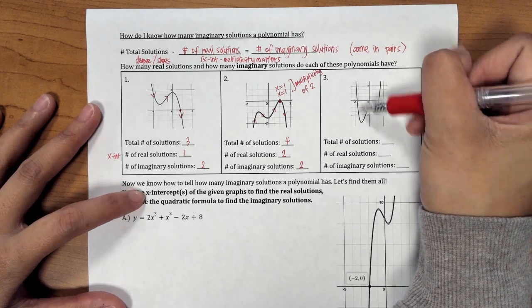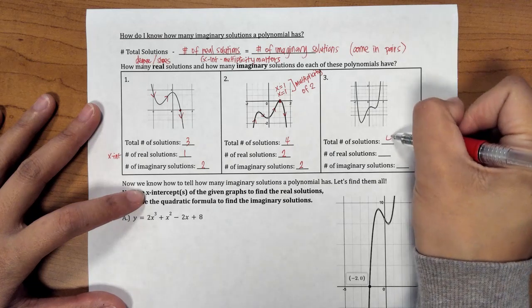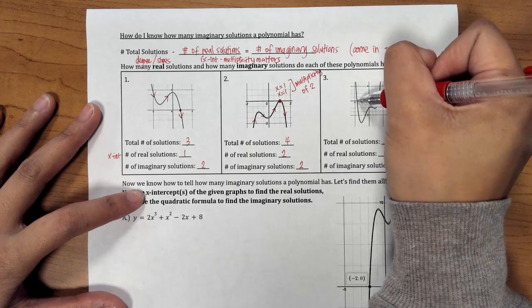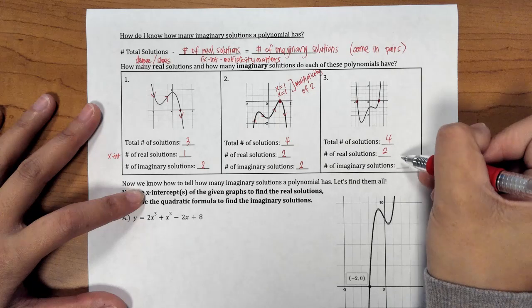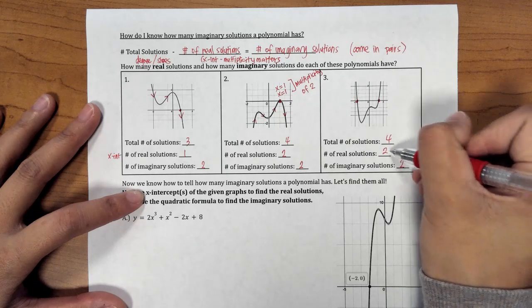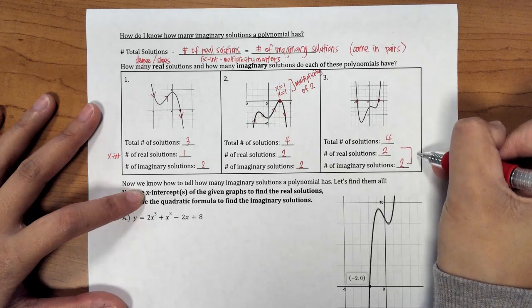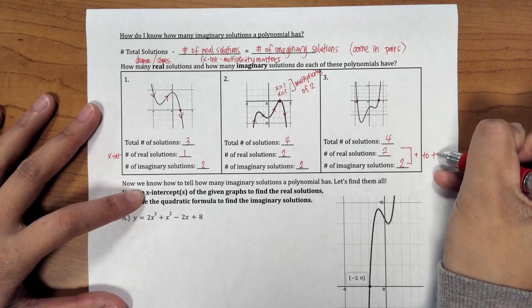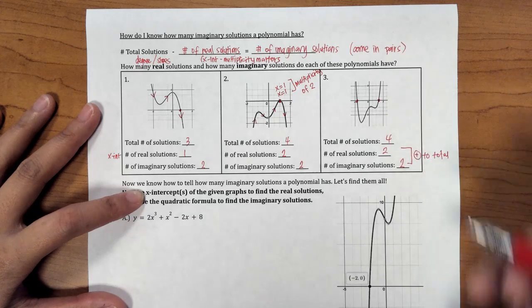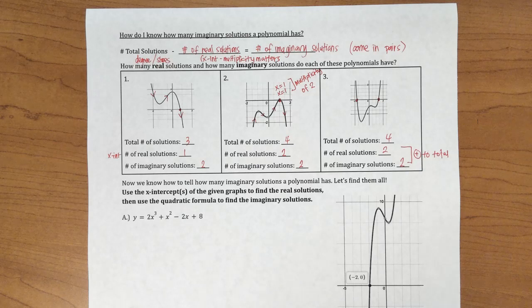Total number of solutions: 1, 2, 3, 4. Number of real: 1, 2. And the number of imaginary is the remaining one. So these always add up to the total. Okay? So now we know how to tell how many imaginary solutions a polynomial has.